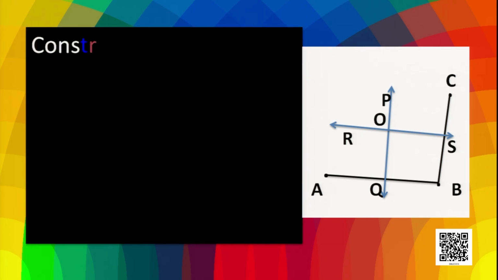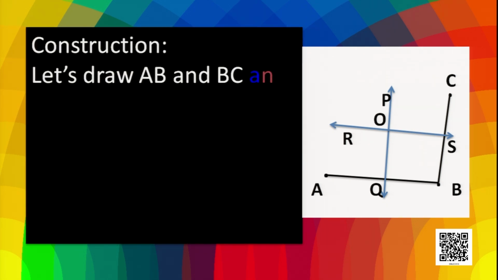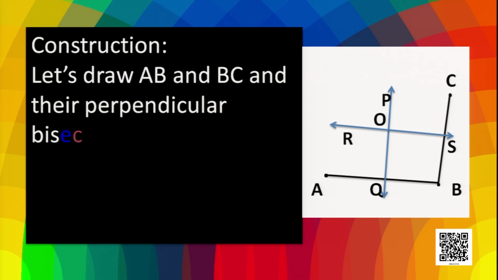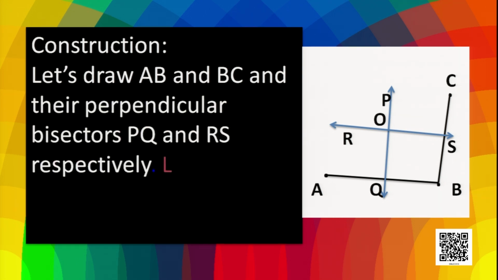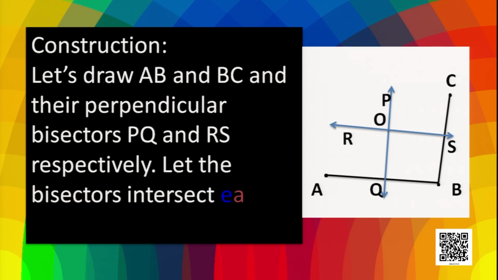Here we can construct 2 line segments AB and BC. Then we perpendicularly bisect both the line segments, that is, AB is bisected by PQ and RS is the perpendicular bisector of BC. So let's draw AB and BC and their perpendicular bisectors PQ and RS respectively. Let the bisectors intersect each other at the point O.